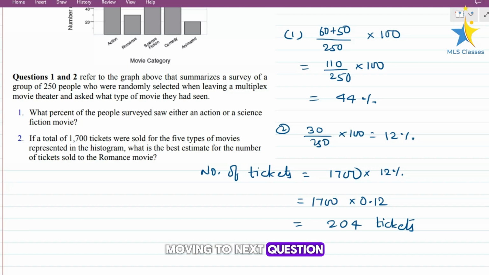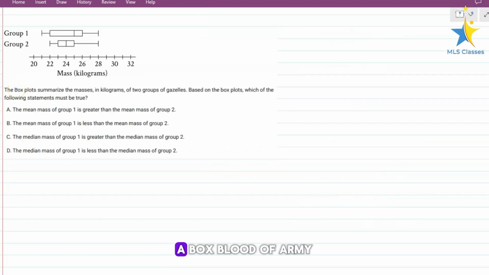Moving to next question. In this question, a box plot, or we also call it a whisker plot, is given. It says the box plots summarize the masses in kilograms of two groups of gazelles. Based on the box plots, which of the following statements must be true?